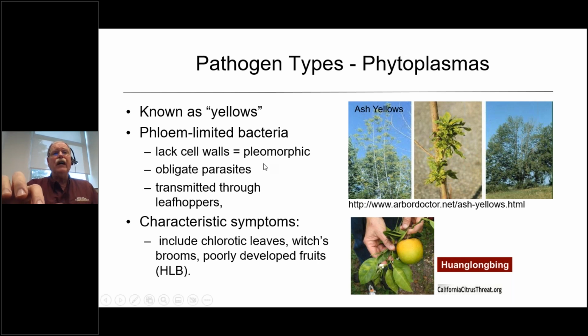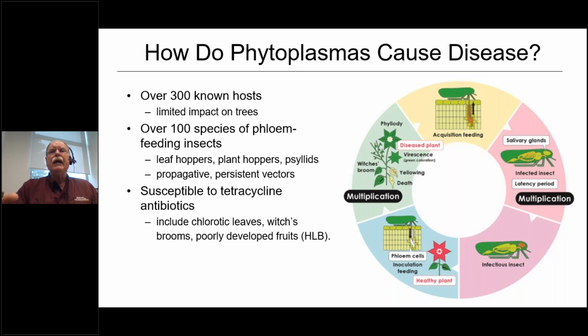These are all obligate parasites. They're transmitted by leaf hoppers that feed on the phloem of the tree. We get chlorotic leaves, witch's brooms, poorly developed roots and fruits like we do with HLB. So even though we do have phytoplasmas in Texas, tree people really don't worry about them a whole lot. I'll bet you we're going to find that there are more phytoplasmas in the future as soon as a forest pathologist comes along that has the time and money to work on it. These things cause disease. There are a lot of them, 300 known hosts. There are a lot of leaf hoppers, plant hoppers, psyllids.